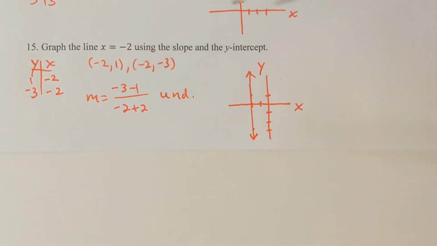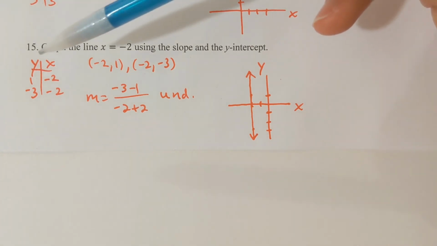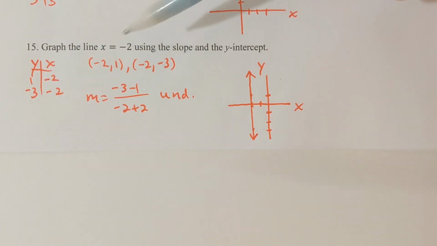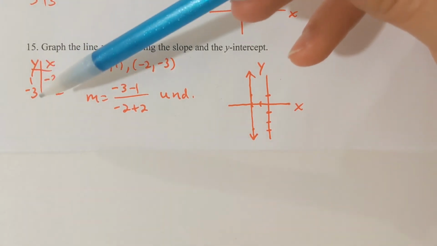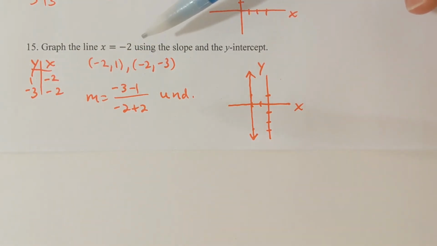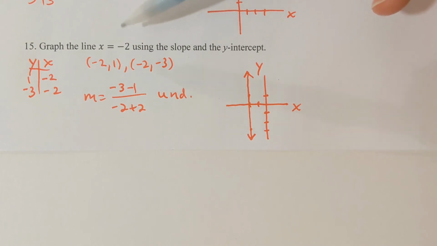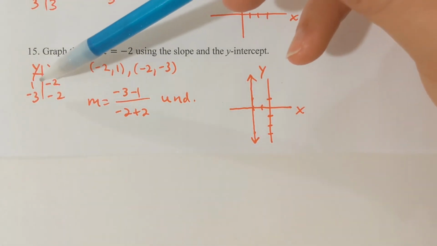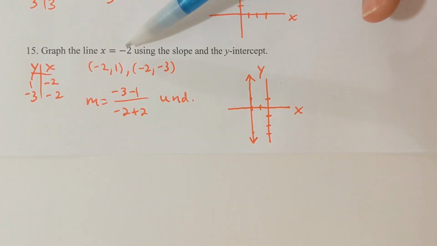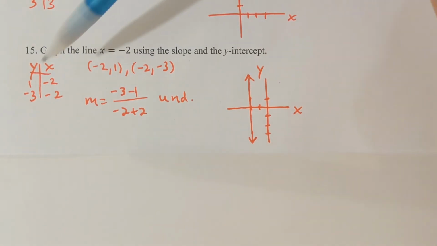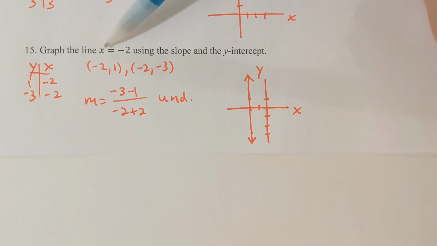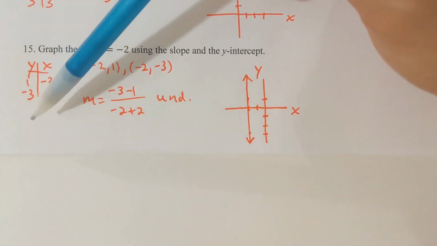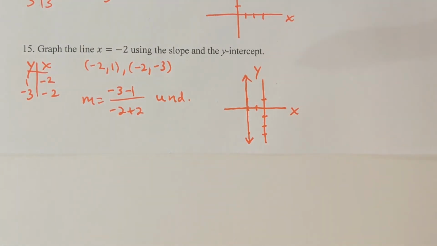Now, in this table, I'm using it backwards: I'm selecting a y value and getting an x value. The only reason I'm doing that is because the equation has been solved for x and not y. So if y is 1, x is negative 2. If y is negative 3, x is negative 2. If y is anything, x is negative 2, right? We don't have any y's here in this equation.